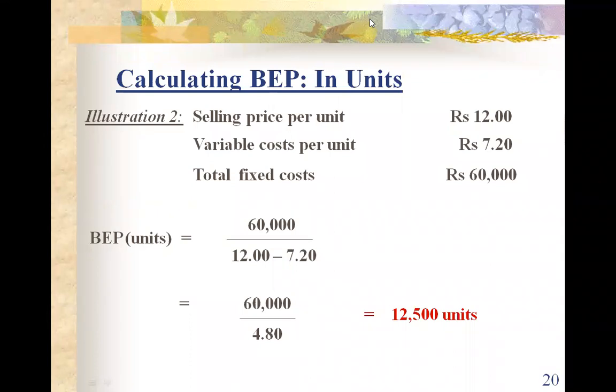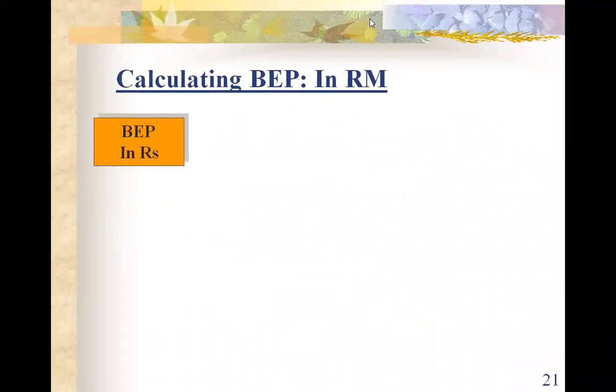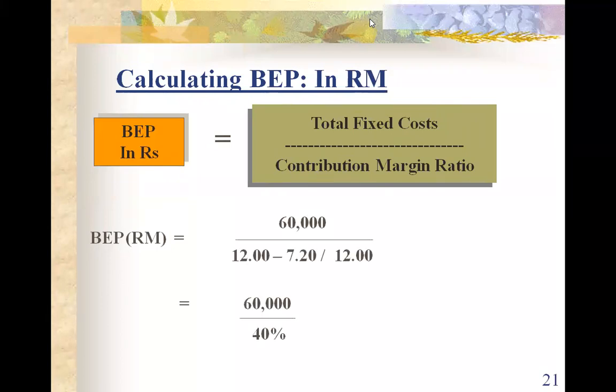Previous example, previous illustration. That's why we didn't mention here. Clear now? This is okay. What is this? This and 60,000 divided by 12 minus 7.20. What about 12? Okay, 12 is the sales value. That we discussed earlier.